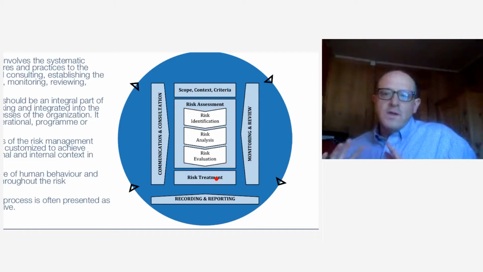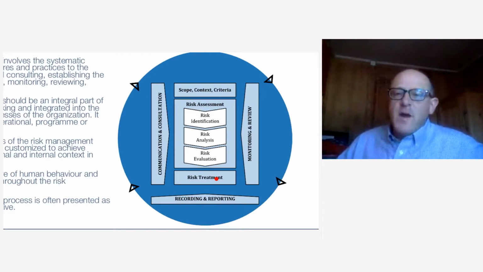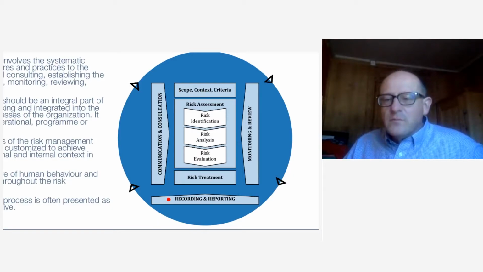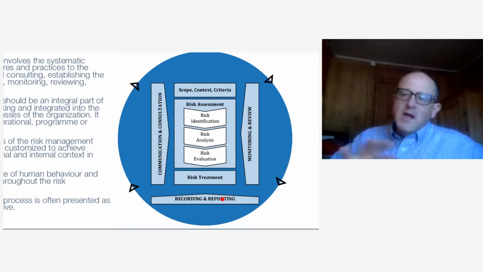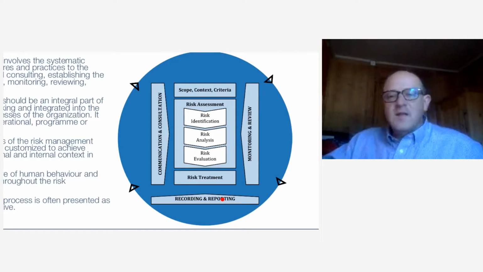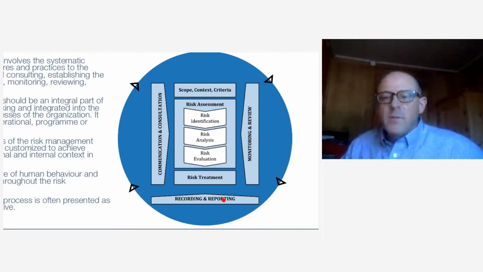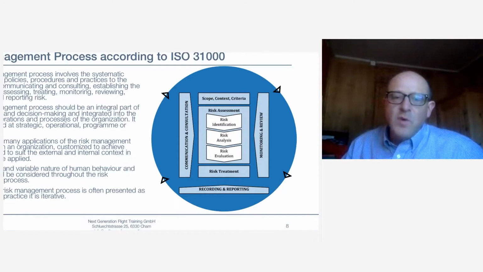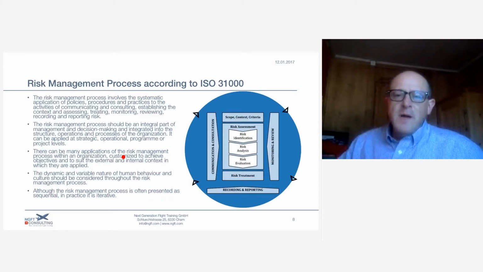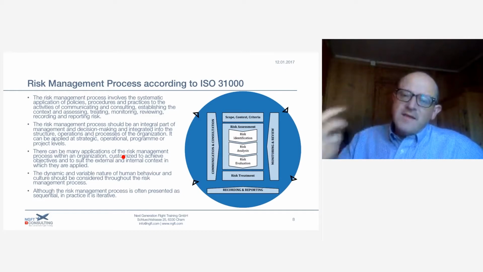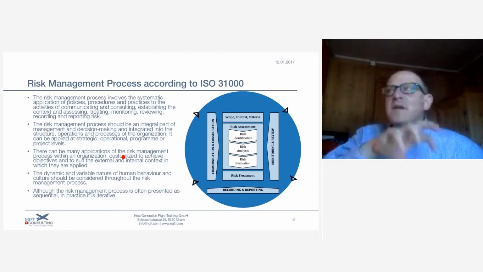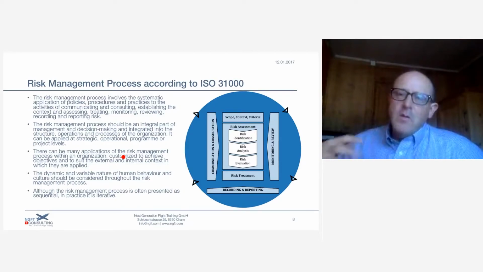And what is, in addition, what is not always part of the safety management system is the communication and consultation, scope, context, and criteria, and the recording and reporting. So that might have a different status in aviation. It's, however, something that should always be part of what we do. Now, safety management and risk management should be an integral part in a lot of things that we do. What do I mean with that?